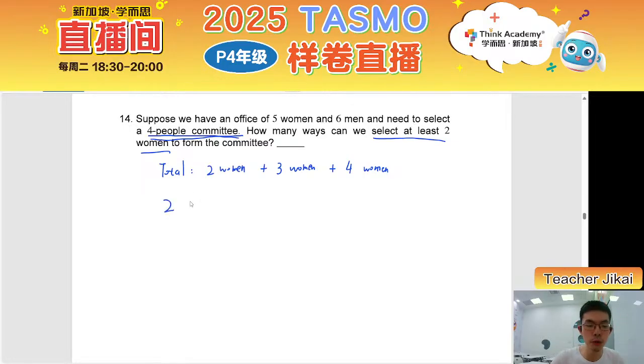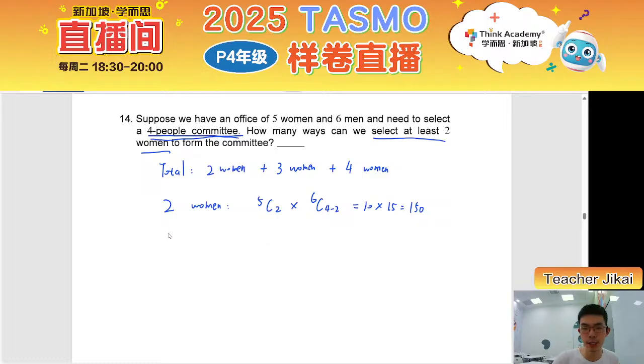So for 2 women here, it is 5 women, we choose 2 women, right? 5C2. And we have how many vacancies for the men left? 4 minus 2, right? We have 2 vacancies for the men, and we need to select 2 out of the 6. So it is 6C2. So it will be 10 times 15 will give you 150.